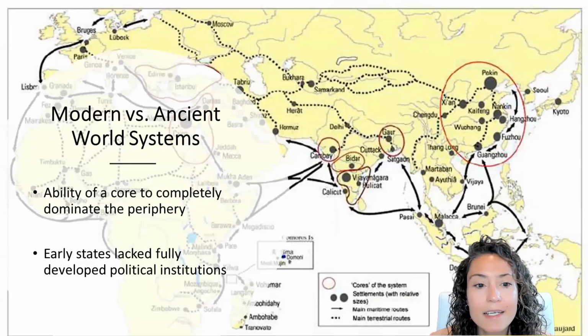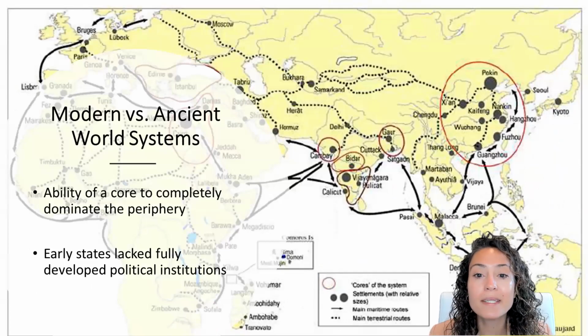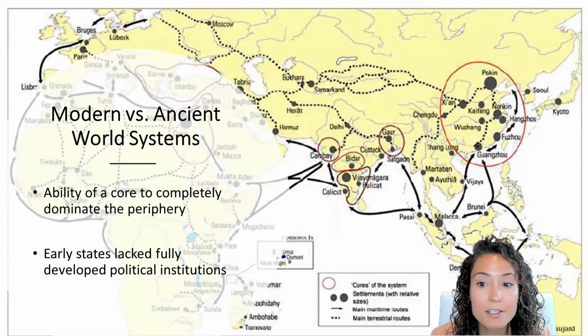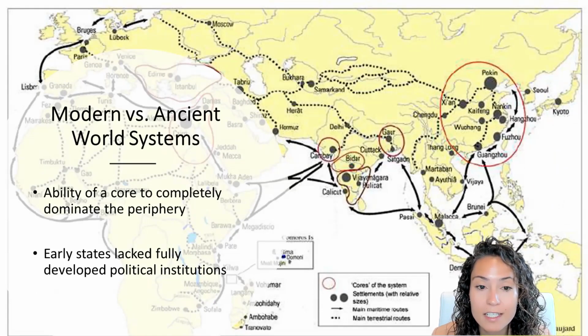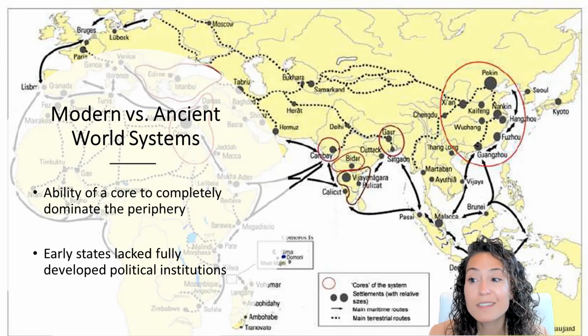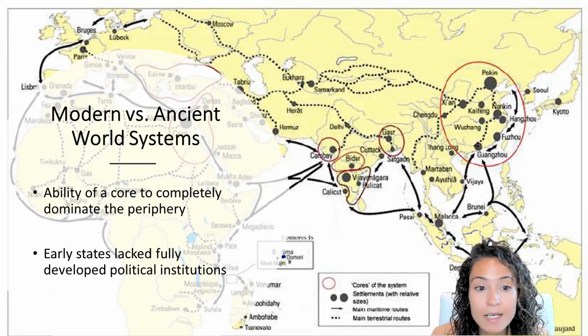What is lacking in early globalized systems was the ability of a core to completely dominate and incorporate a periphery in the same way that European states like Great Britain absorbed various colonies like Barbados and Jamaica in the capitalist world system starting in the 16th century. This was because early states didn't have fully developed institutions that would allow them to manipulate local conditions at great distances from the home area.